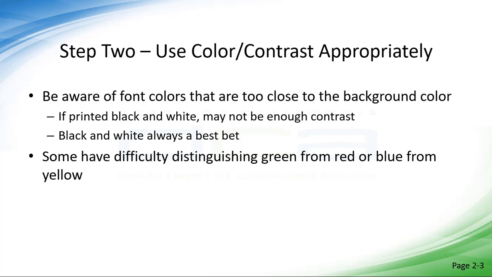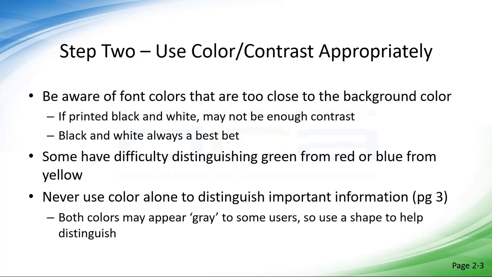Some people also have difficulty distinguishing between greens and reds and blues and yellows with color blindness. If you refer to an object as "click the green button" or "point to the blue line of text," they may not see that color. It may just all appear gray to them. So you want to be aware of those people who may be colorblind.